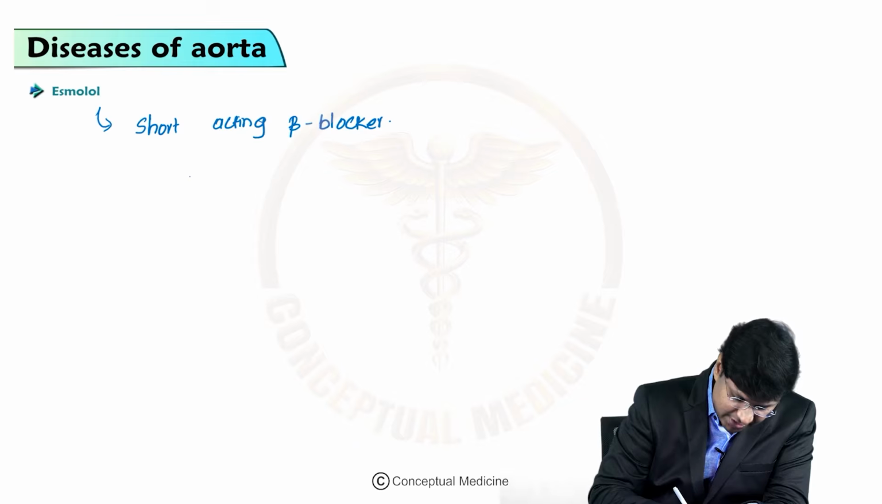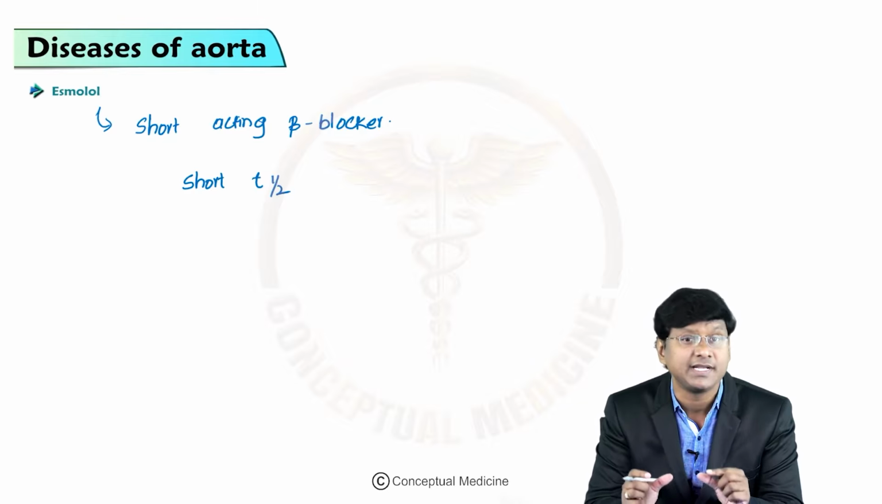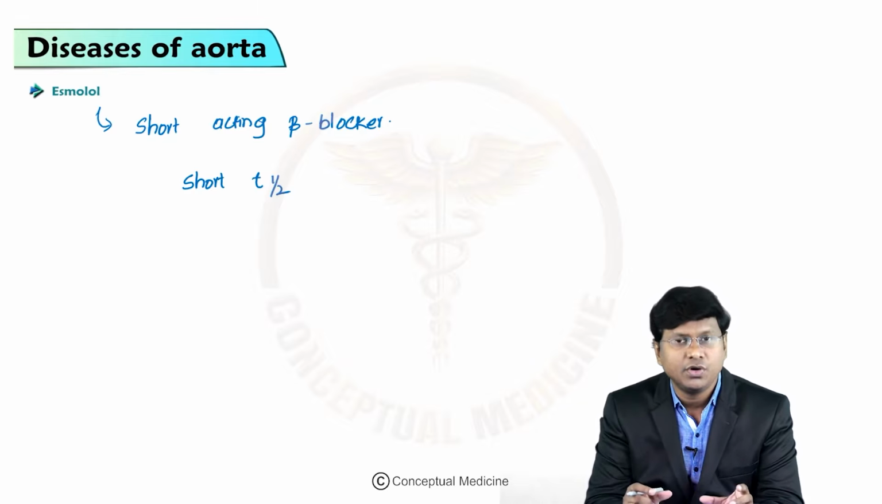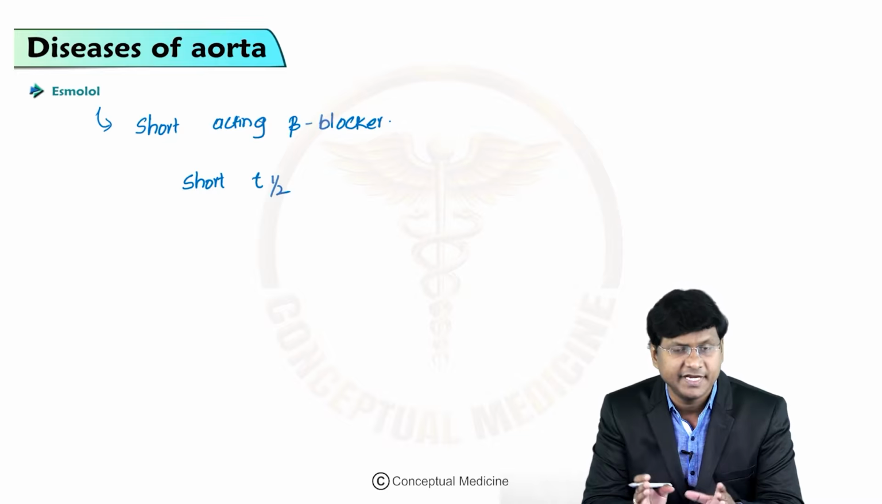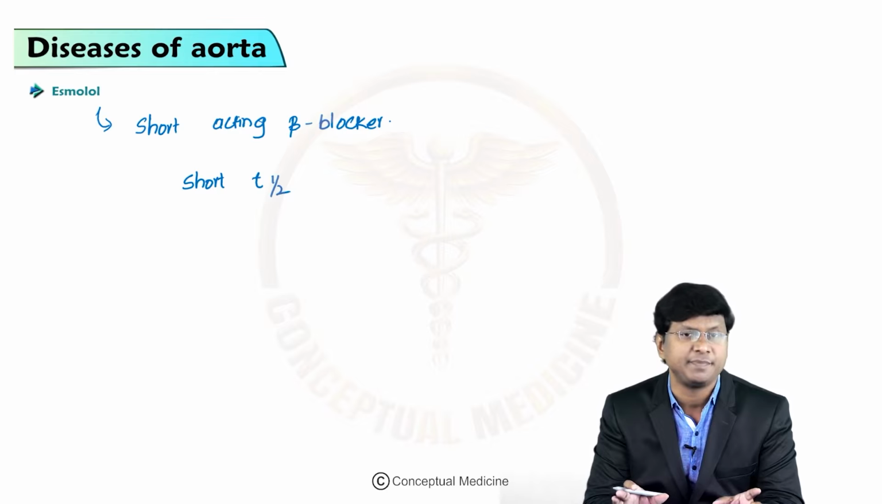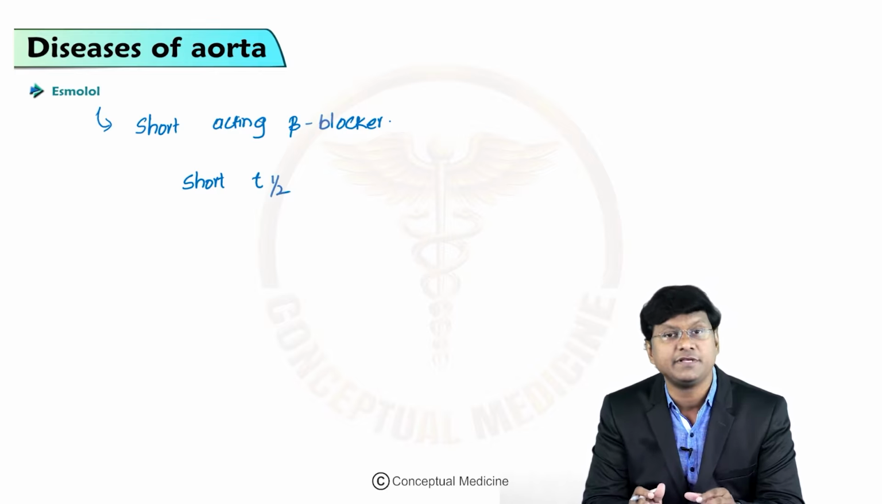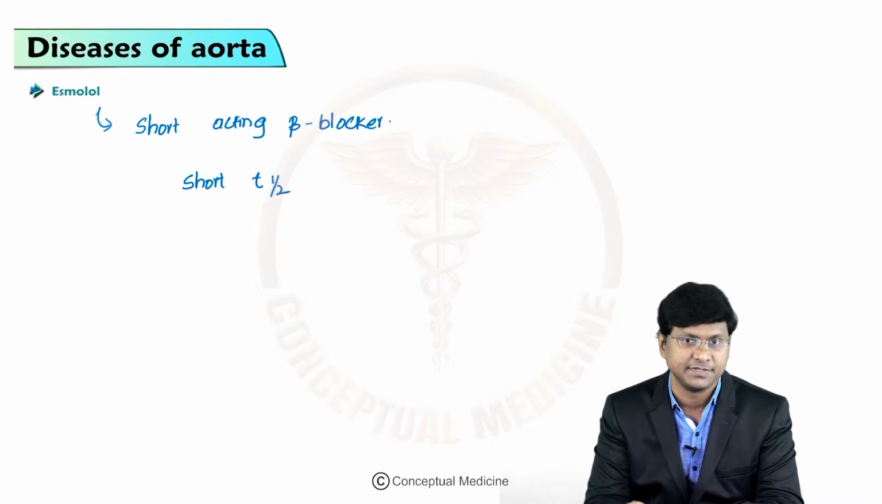It has a short half-life. So because it has a short half-life, it will reduce the heart rate as well as the blood pressure for a shorter period of time. So that is the reason why esmolol can be given even though the individual is suffering with an underlying asthma.